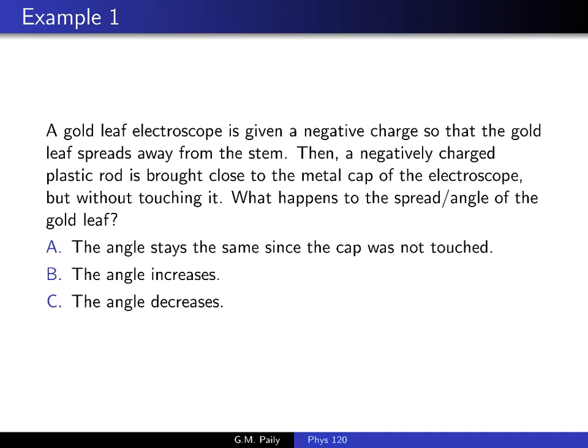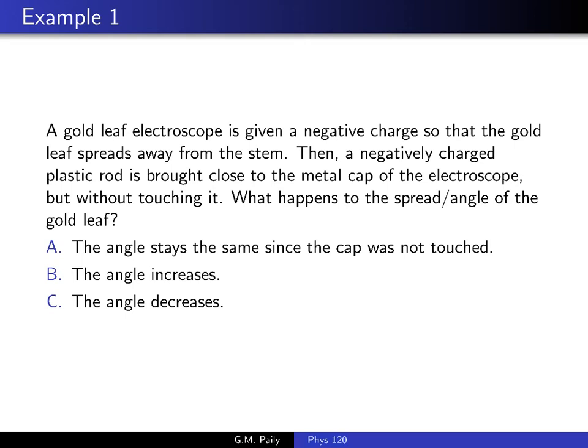We will now discuss the answer. When we bring the negatively charged plastic rod near the metal cap, what happens? The metal part of the electroscope is already negatively charged, and this negative charge is repelled by the negative plastic rod.